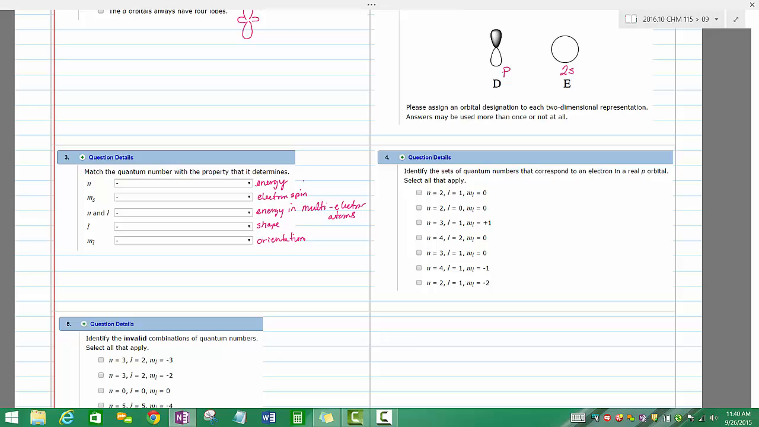Select all that apply. Well, the main idea here is that when we're looking at p, we're looking at L of 1. So if it's not L of 1, then it's not correct. So this is not correct. That's not what we're looking for, but the others are. Now we need to go through and see if this realness characteristic, and this just means is it a possible combination of quantum numbers.